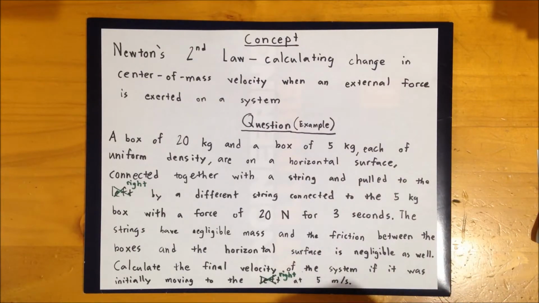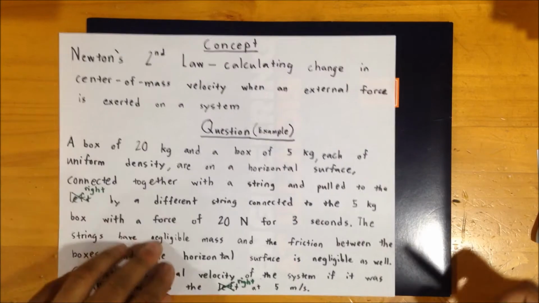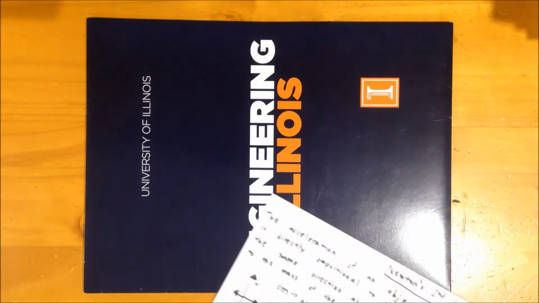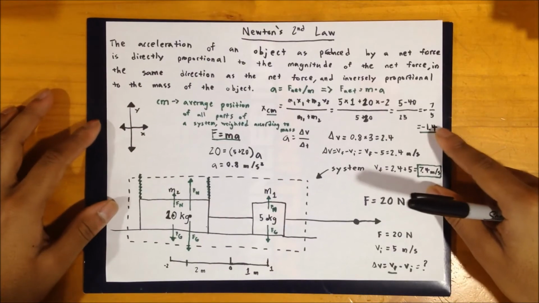So our example today is a box of 20 kilograms and a box of 5 kilograms, each of uniform density, on a horizontal surface connected together with a string and pulled to the right by a different string connected to the 5 kilogram box with a force of 20 newtons for 3 seconds. The strings have negligible mass, and the friction between the boxes and the horizontal surface is negligible as well. Calculate the final velocity of the system if it was initially moving to the right at 5 meters per second. Using what this question says, we come up with this type of illustration.